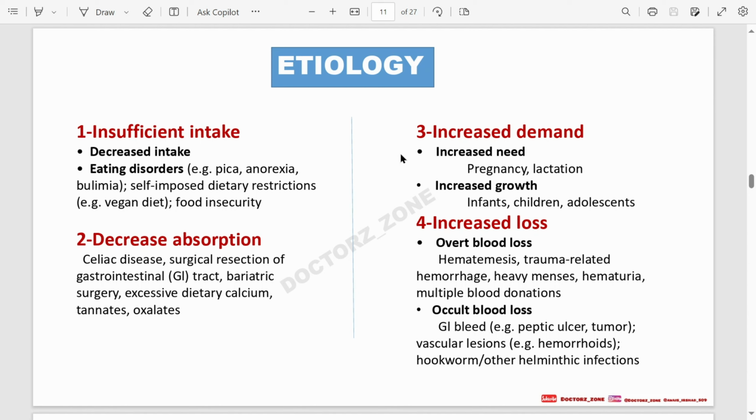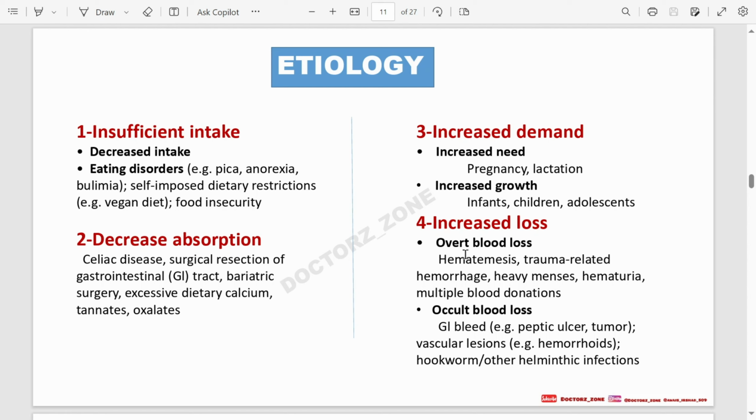The third cause is increased demand. Increased demand may be due to pregnancy and lactation, and may be due to growth of infants and children. And the fourth cause is increased loss, which is the most important cause of iron deficiency anemia. This increased blood loss may be in the form of overt blood loss or occult blood loss.